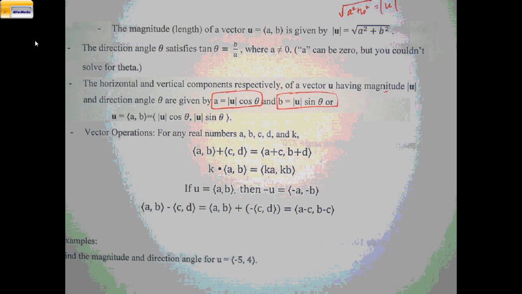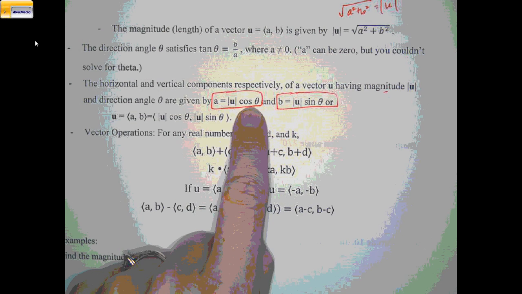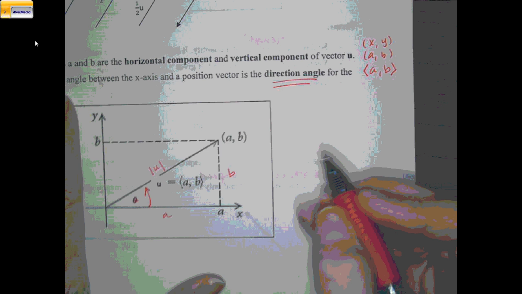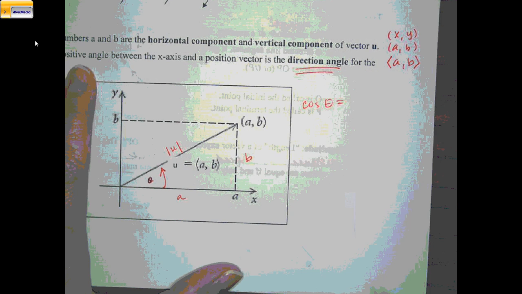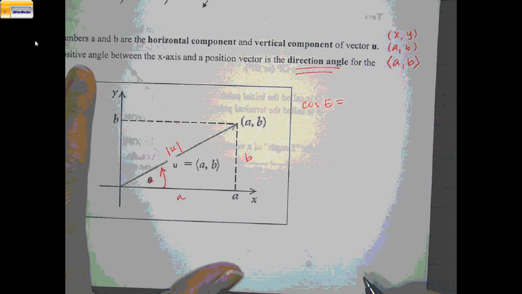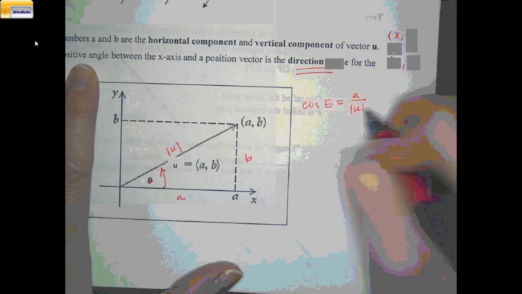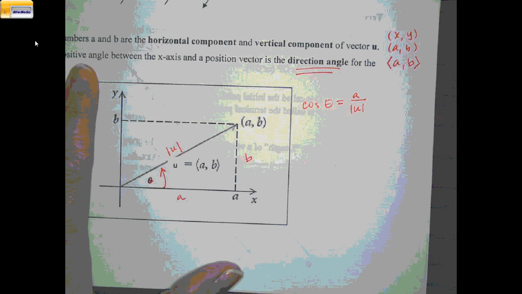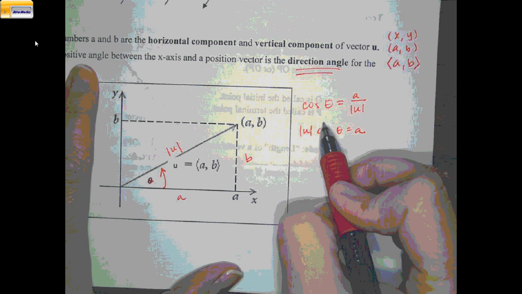Let's think about this. This says a equals the magnitude of u times cosine of theta. Flip your paper over. Write this out with me. Cosine of theta. Cosine's what over what? Adjacent over hypotenuse. So a over magnitude of u, right? To get a by itself, we multiply both sides by the magnitude of u. And ta-da, there's one of the formulas it gave you.